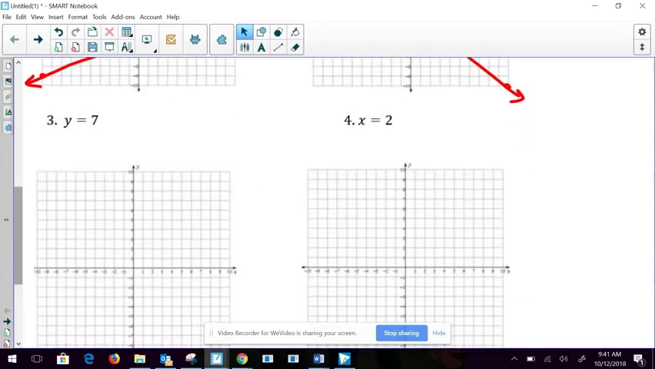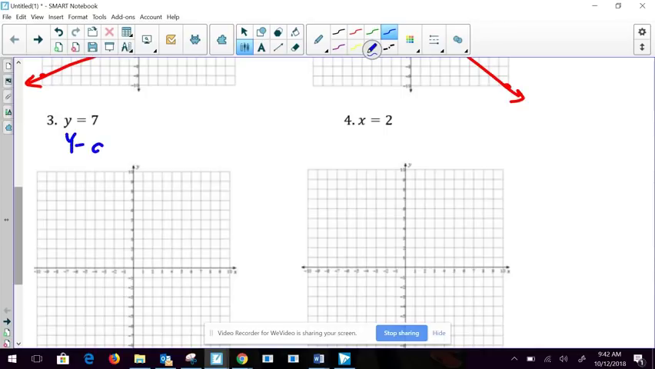So let's look at numbers 3 and 4 instead. If you notice with both of these, it's either y equals or x equals. These are the most commonly confused problems. However, if you look at it pretty straightforward, it actually is not too bad. We're telling you that y is the same as 7, which means that we're looking at the y-axis only.